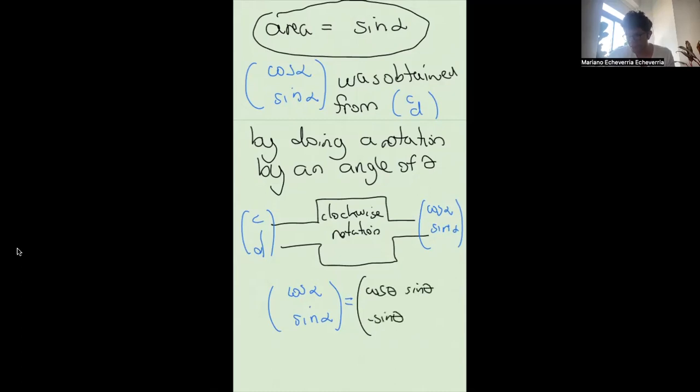I don't know if you remember the formula for the rotation matrix. It looks slightly different from the one we saw before, because before there was a minus here and not here, but that's just because now I'm doing the clockwise rotation. So that's why there's the change in sign. But besides that, everything else is the same.